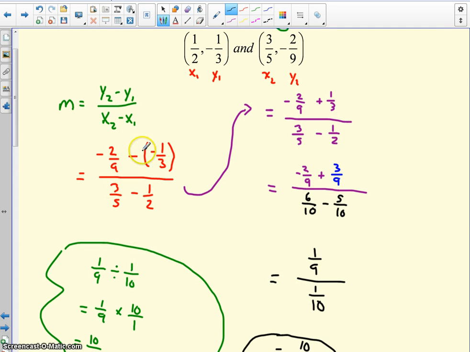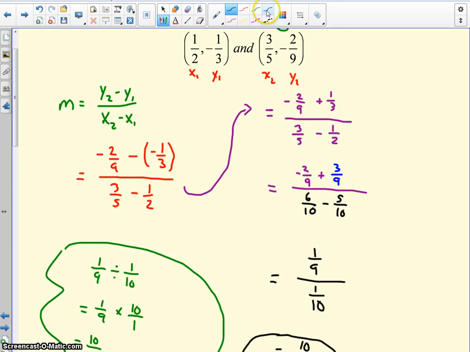So the first thing I did, just before I even worried about finding common denominators, is I noticed I was subtracting a negative up here, because I have negative 2 over 9 minus negative 1 over 3. If you're subtracting a negative, that's the same thing as adding. So to simplify the equation, I wrote it out with a positive instead: negative 2 over 9 plus 1 over 3.